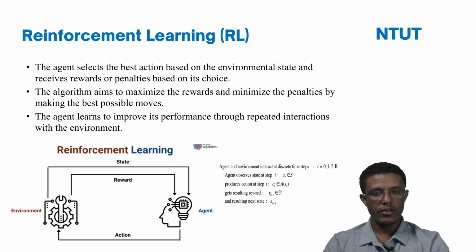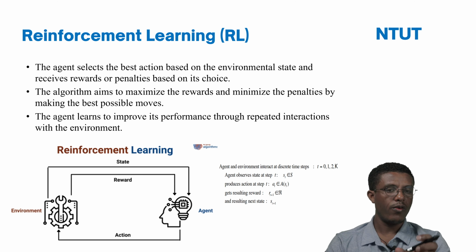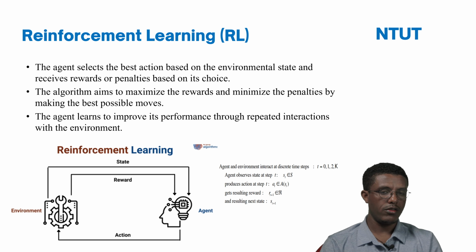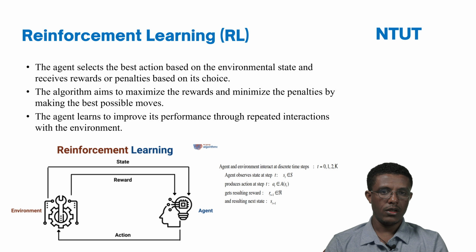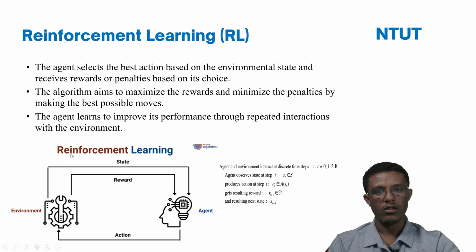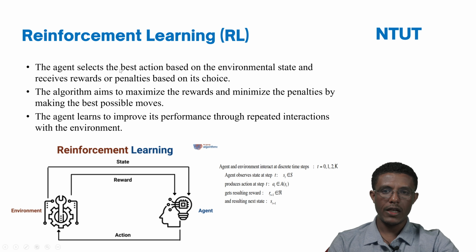So the possible action is just the type of actions, that means up, right, left, or maybe down, for instance. And then when you take just one action, that means either go up, or move down, or right, then when you take that action, there is a reward. That is the way. So the agent selects the best actions based on the environment state and receives rewards or penalties based on its choice.